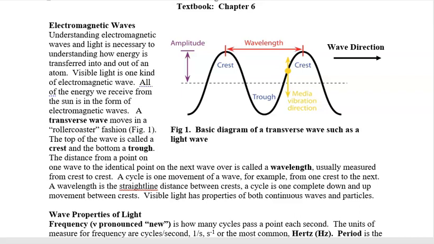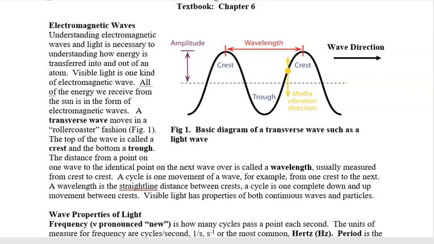It's the straight line distance. Usually we talk about crest to crest, but it could be any point to the identical point on the next wave. So it's a straight line distance, and it's a measurement of length. So it's measured in meters, micrometers, nanometers, something like that, some measure of distance. It's called a wavelength, usually measured from crest to crest.